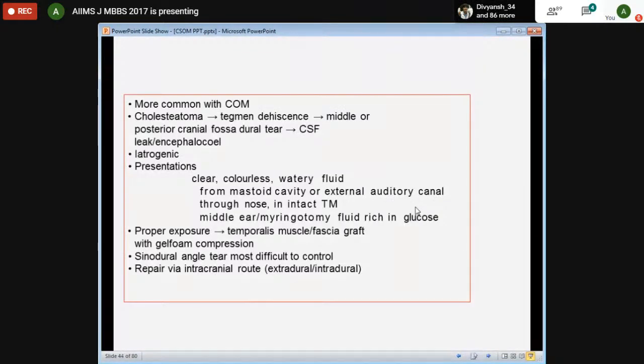CSF otorrhea, sometimes we see in cholesteatoma, and sometimes it happens while doing the surgery. This is basically a different thing, and we can see clear, colorless, watery fluid coming from the mastoid cavity or external auditory canal. Because the ear and nose are connected, it may come out through the nose also if the TM is intact, and otherwise it will come out through the ear. So what we do is expose the area through which this CSF is coming, and we put some sort of graft like muscle, fascia, and gelfoam. The most difficult to treat is a tear in the sinodural angle.